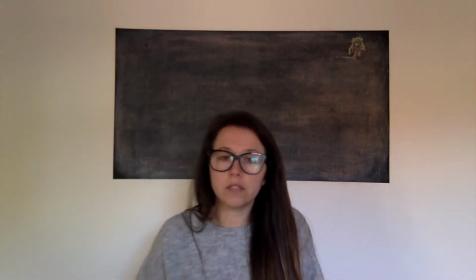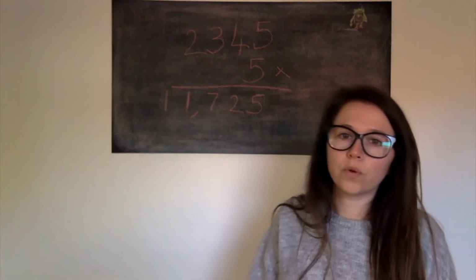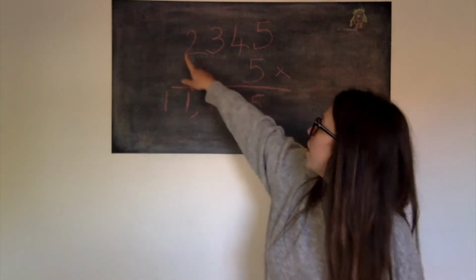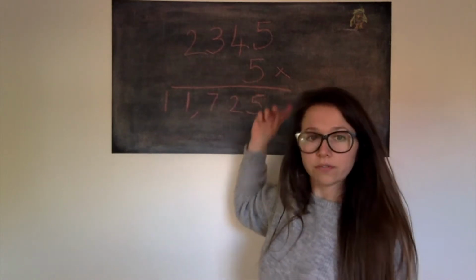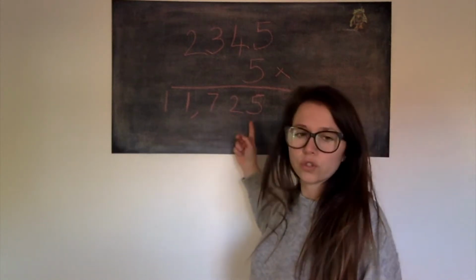Hi guys, so today's video is all about division, but first things first, I'm just going to go over yesterday's challenge with the missing digits from multiplication. So the answer is here on the board for the missing digits multiplication. The answer you should have is 2,345 multiplied by 5, and that should give you the answer of 11,725.